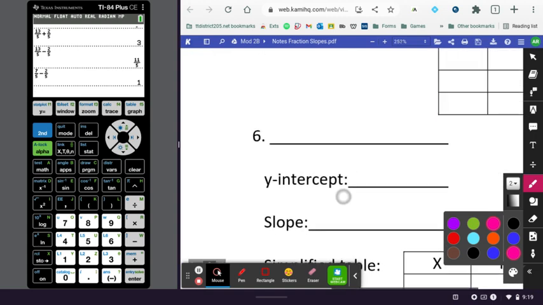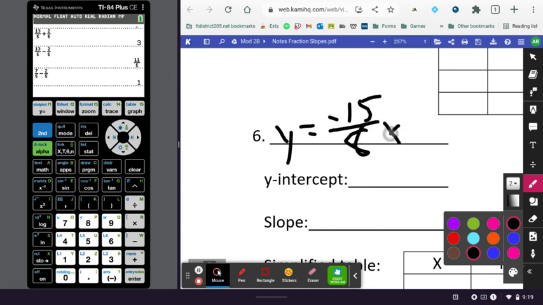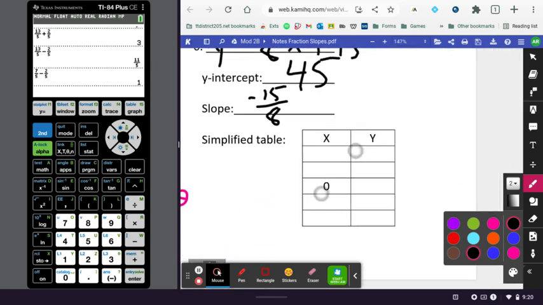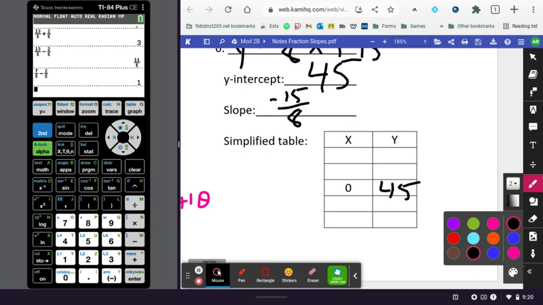So let's look at another one that we got ridiculous with. Let's say we have y equals negative 15 over 8 x, and then we have plus 45. So our y-intercept is 45. We have negative 15 over 8. So we start with 45. We have a negative 15 for the top, so we subtract 15 for the y's. So 45 minus 15 is 30. 30 minus 15 is 15. Going backwards gives us 60 and 75.